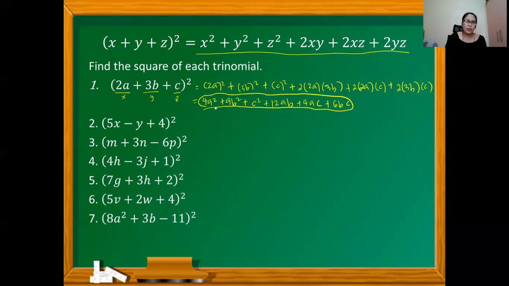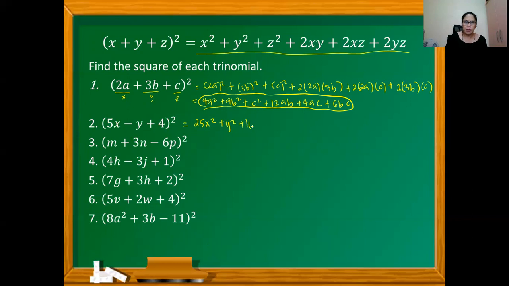Actually, you can work on the square of the trinomial even mentally. So without substituting the given in the formula, we can right away provide our answer for the square of the trinomial. So we have the square of the first term. What's the square of 5x? It's 25x squared. And then what's the square of the second term? What's the square of negative y here? This is plus y squared. And then what's the square of the last term?